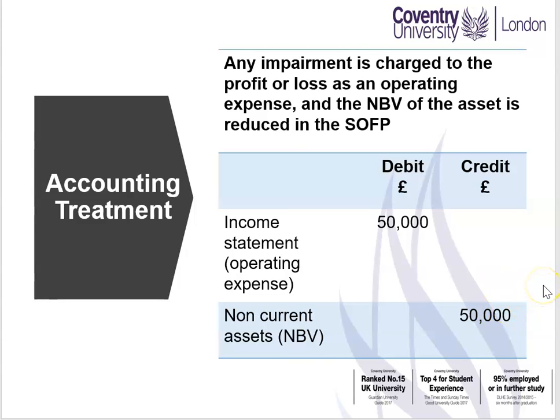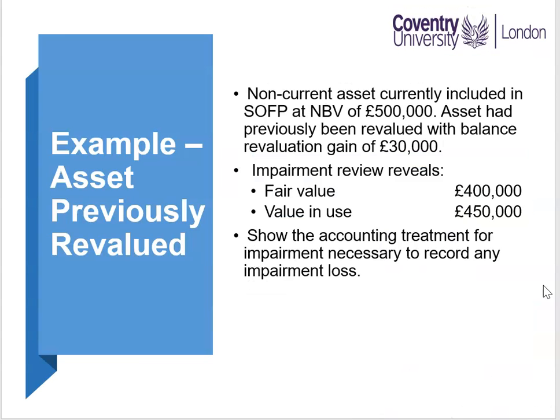That is how simple impairment is. The calculation of impairment losses is relatively simple, but the understanding of the principle can be daunting. What if the asset was previously revalued? How would you then deal with the same question?